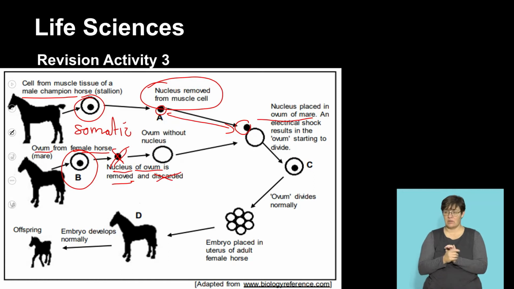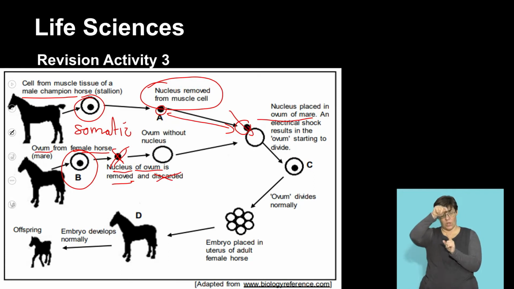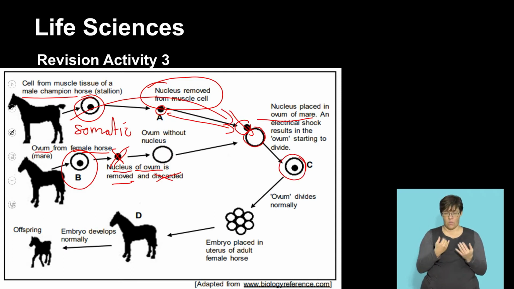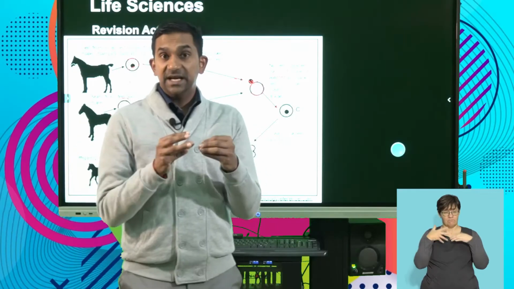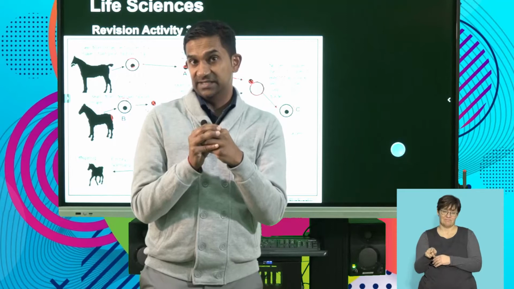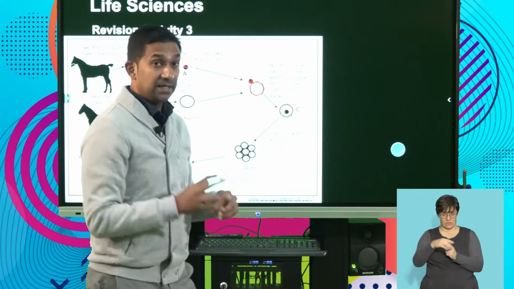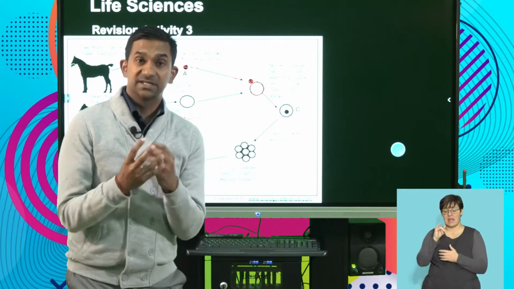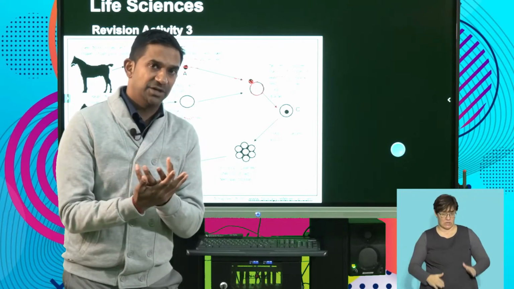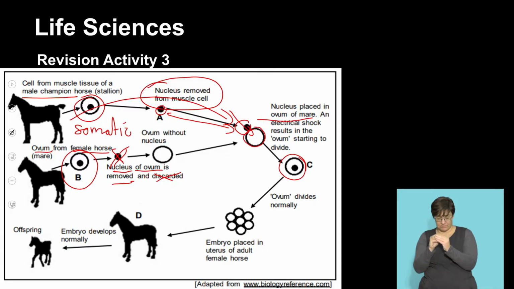Into that outer membrane, the nucleus of that donor somatic cell has been inserted. So we now have the ovum being now fertilized with the nucleus of a somatic cell. And this all happens in vitro. So this is happening outside the body. And so this is done, a small electrical charge is given, and that stimulates the ovum to start dividing.